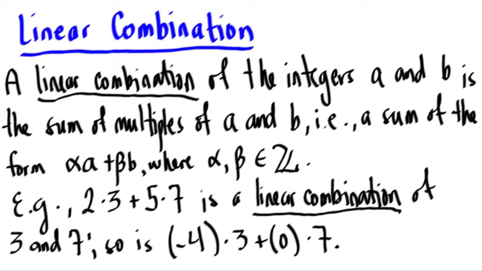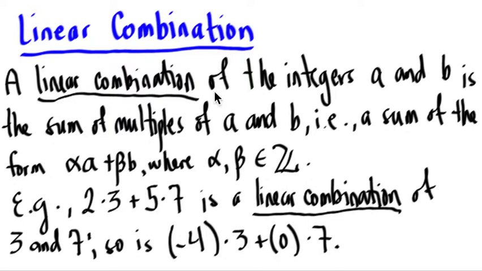Everybody, we're now on our next video on number theory, and this should be watched after the video on the greatest common divisor, the GCD. So we're now on the topic of linear combination. So what is a linear combination?